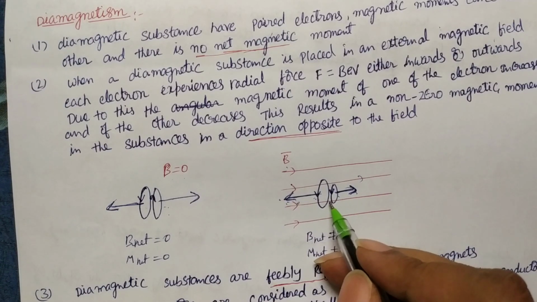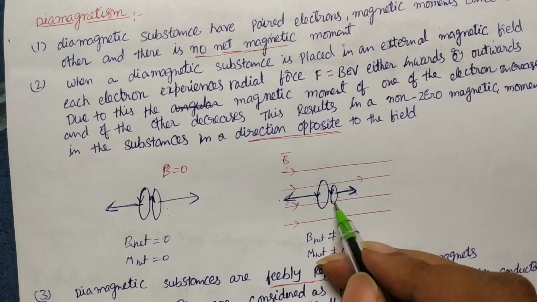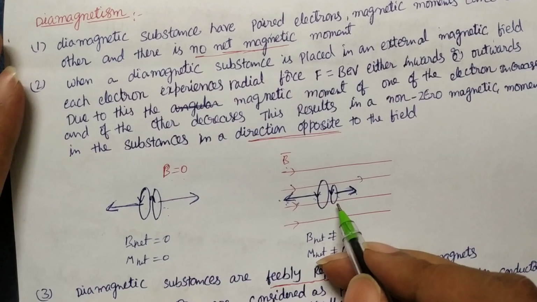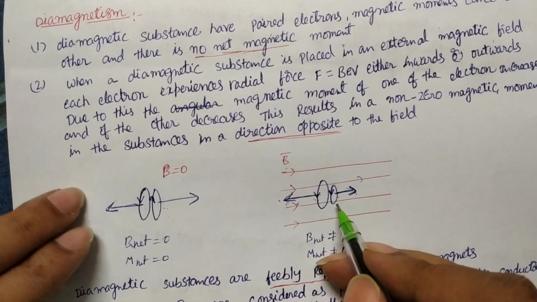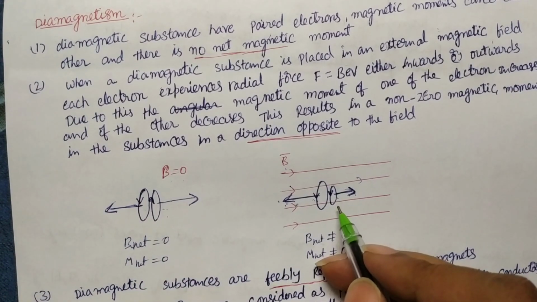For example, you can take copper. If you bring a copper bar near a freely suspended magnet, it is feebly repelled, very lightly; we can't feel that. But if you take a copper sphere on a smooth horizontal table and bring a magnet near it, it rolls away from the magnet. That is the diamagnetic nature.